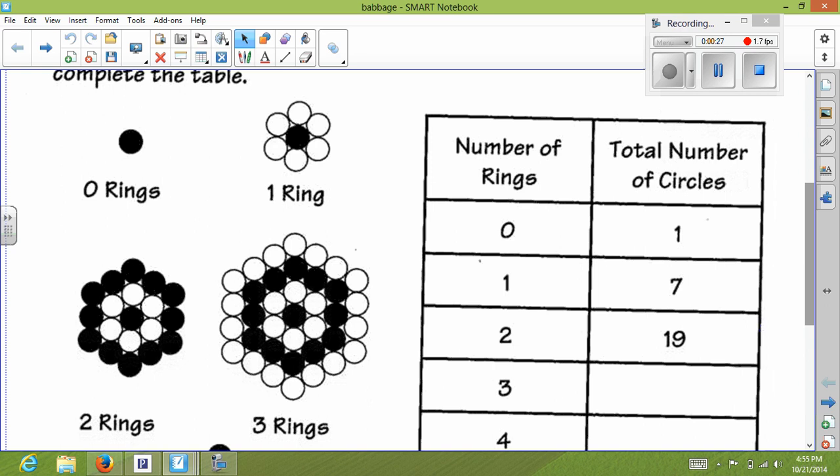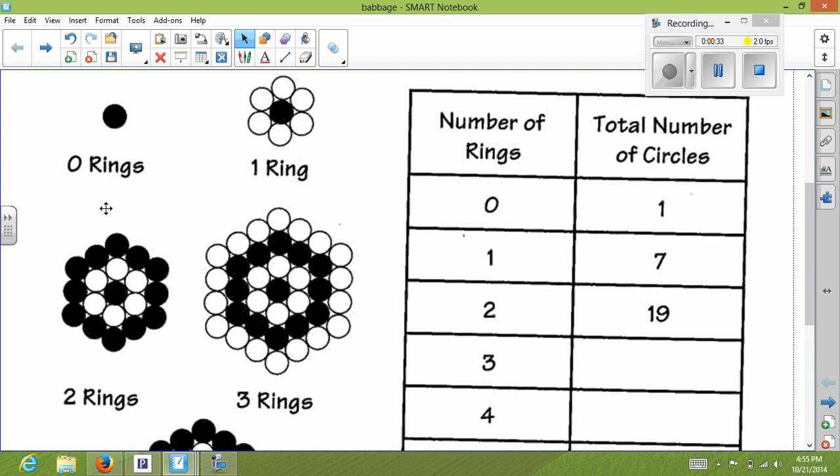So the first one's done for you in the zero ring, which is this beginning one over here. We see that there is one circle. And then we go to the next ring where it's one ring. So the first ring around the zero ring has 1, 2, 3, 4, 5, 6 total circles in it. So we're talking about the original circle plus the 6 new circles, which gives us 7.